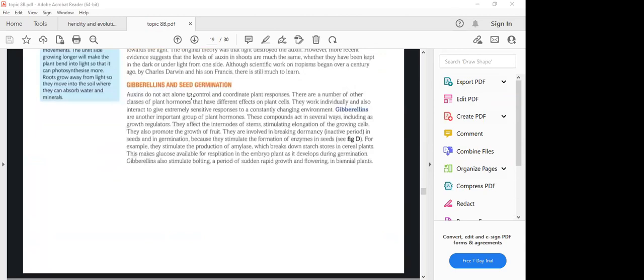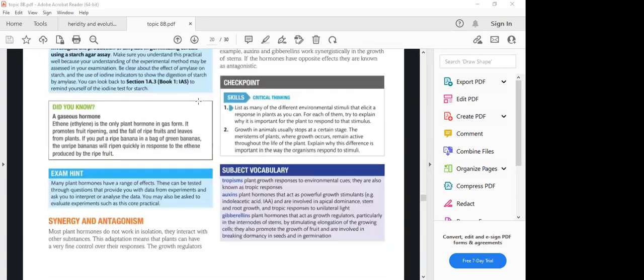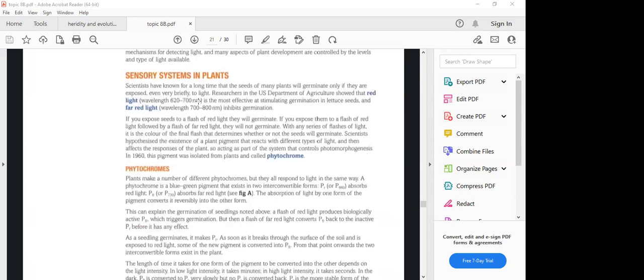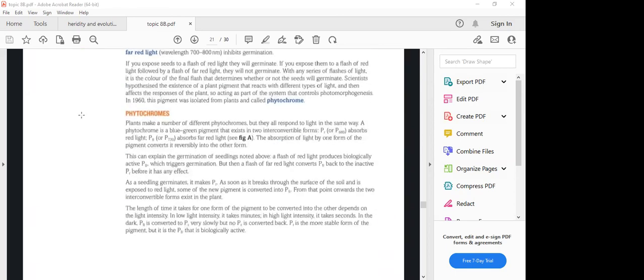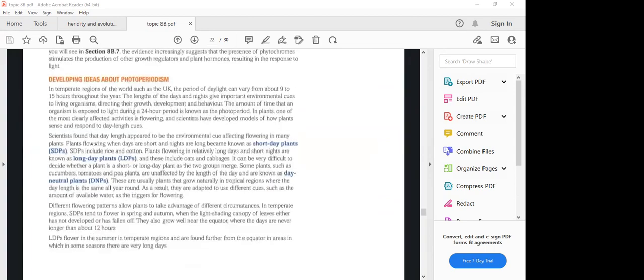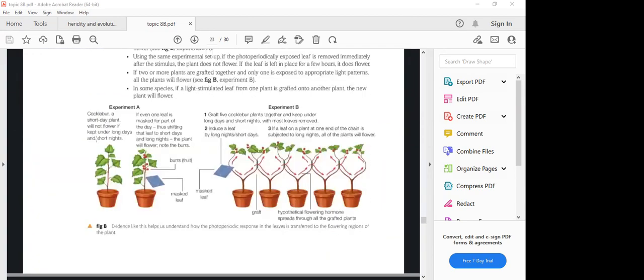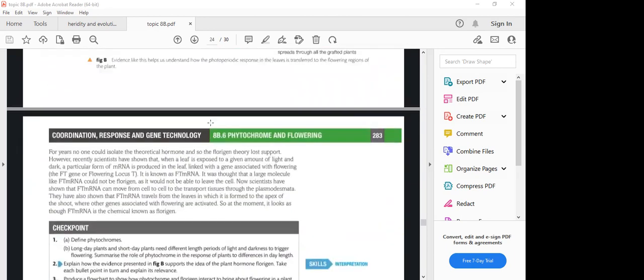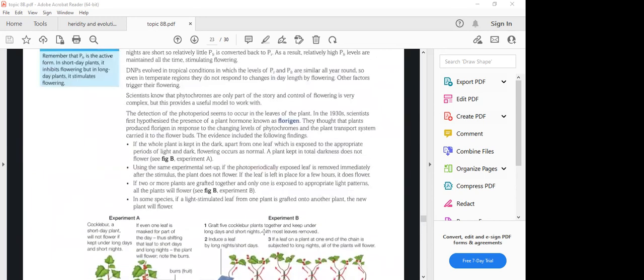Then plant hormone, gibberellin, right? Sensory system, phytochrome, how do they work? Long day plant, short day plant. This is the plant part. They have mixed everything. I don't know how they make this textbook. I'm surprised. They have mixed the plant and the animals in the same chapter. And why, I don't understand.